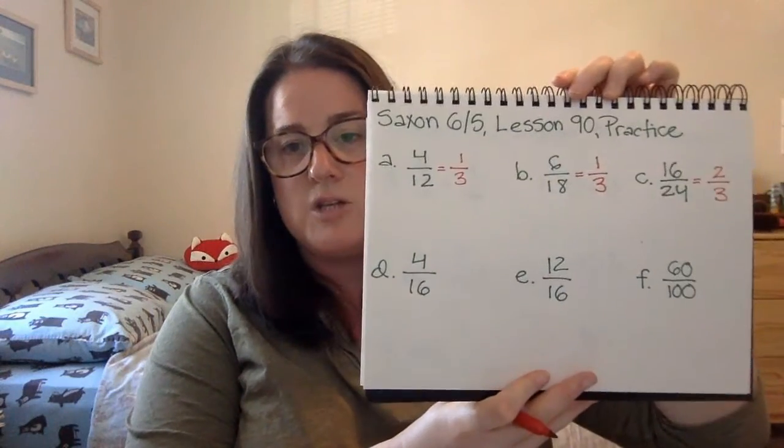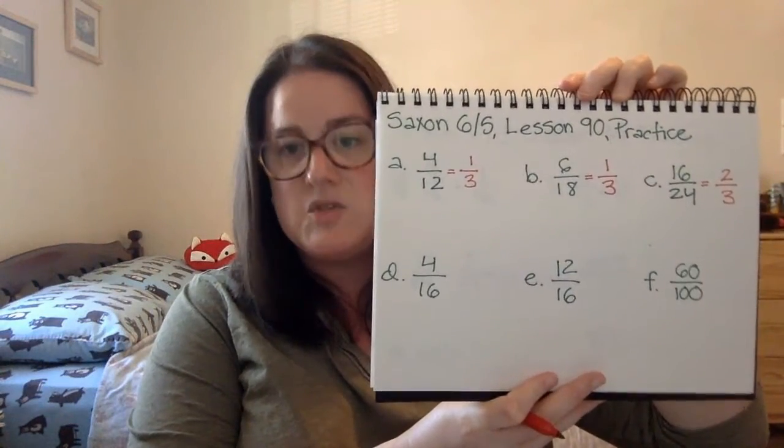Looking at C, I have 16/24. Okay, so my greatest common factor between 16 and 24 is 8. So if I use 8 to reduce, 16 divided by 8 is 2, 24 divided by 8 is 3, and my equivalent fraction in my lowest terms is 2/3.